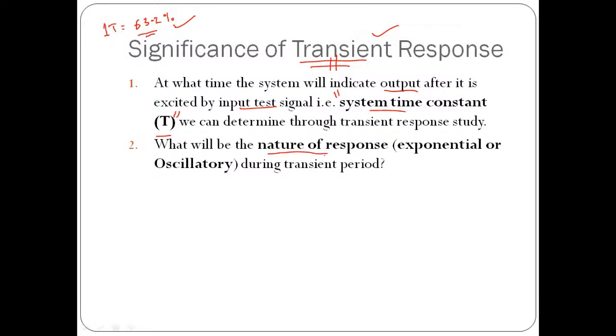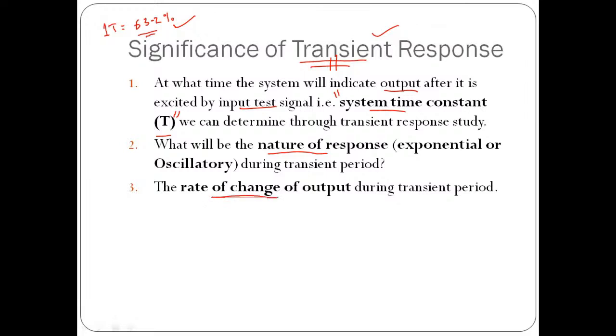That means whether it is going to oscillate, whether it is going to follow the exponential path in order to reach its final desired value, that we can also identify through this. And what is the rate of change of output during the entire transient period, that we can also identify through this particular process. We can also make a comment on system stability.